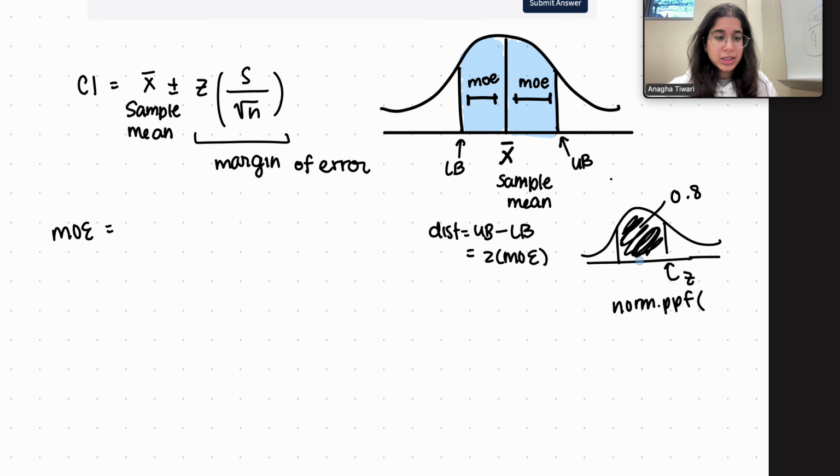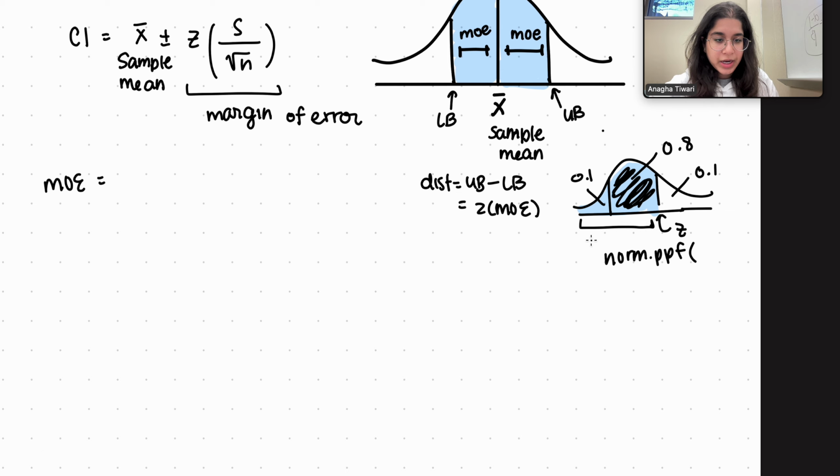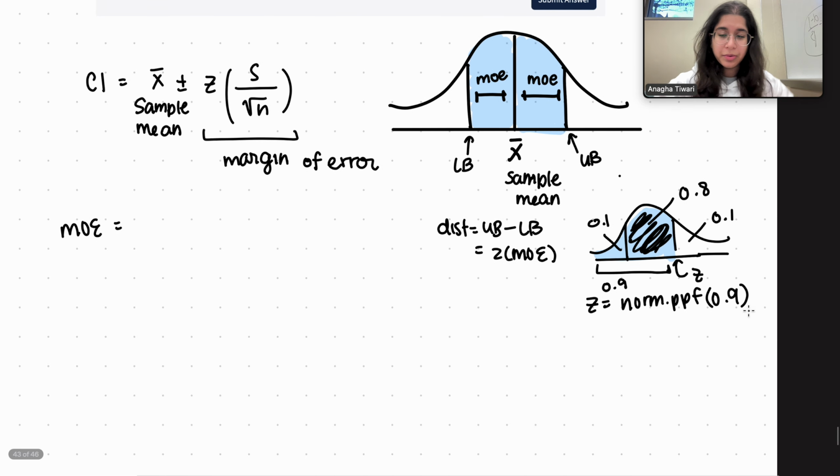Well, we know the area in the center is 0.8, but we actually want to find this area highlighted in blue here, because we want to input a percentile, which is the area from this point all the way to the left. We know the total area under our bell curve is going to be 1. So each of the tails is 0.1, which means this entire area highlighted in blue is going to be 0.9. So we can find our Z by doing norm.ppf of 0.9.